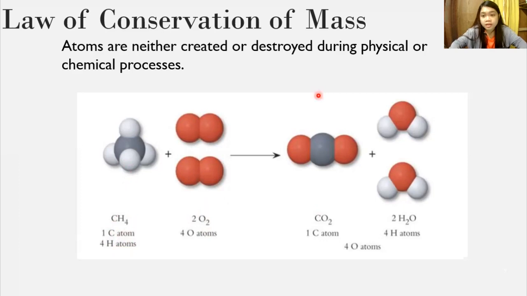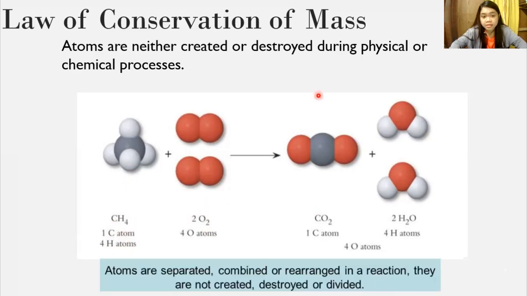So we already defined that atoms are separated here, they combine or rearrange in a certain reaction, but they cannot be created, destroyed, or divided. So as you can see, the atoms are still the same from the beginning of the process, and after it undergoes a chemical reaction, they are also just the same. So they just rearranged.